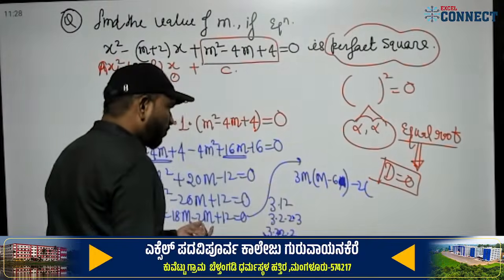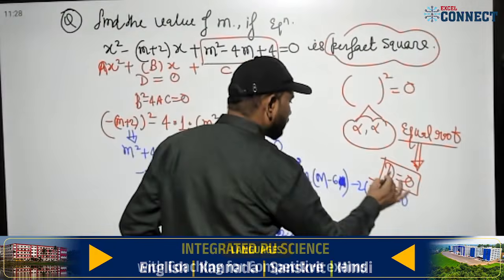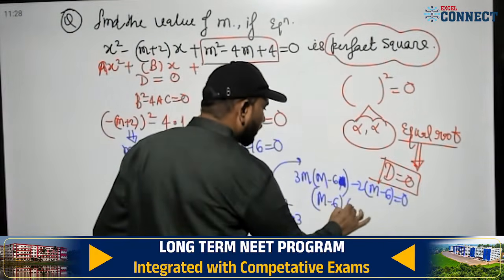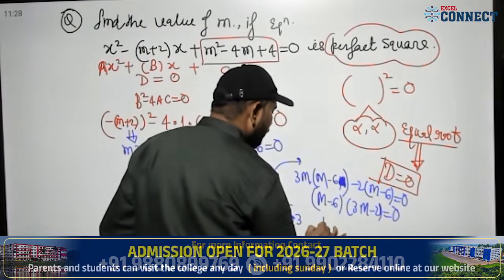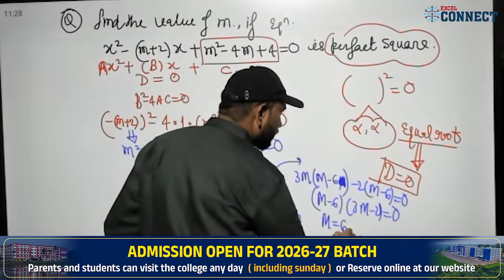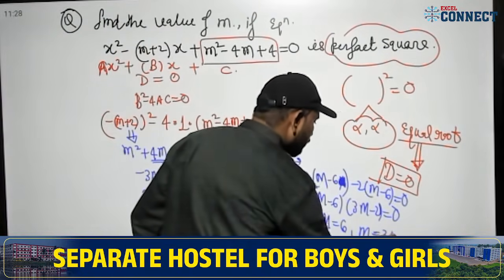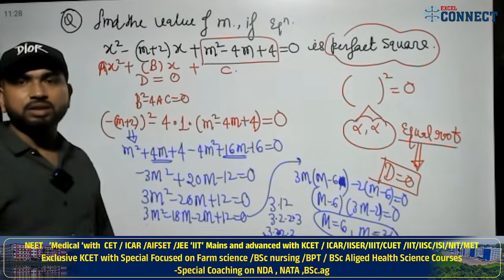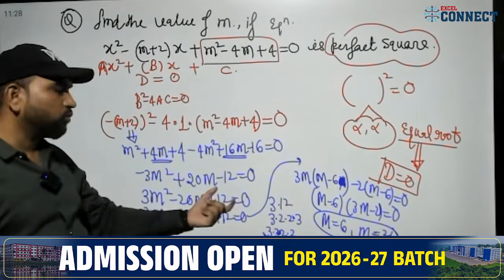Okay. Now minus 2 common. So what remaining? m minus 6. This must be equal to what? 0. Now you can take again common what? m minus 6, and what remaining? 3m minus 2. This must be equal to 0. It means m is equal to 6 and m is equal to what? m is equal to 2 by 3. So these are m values. Yes, correct. m is equal to 6 comma 2 by 3.